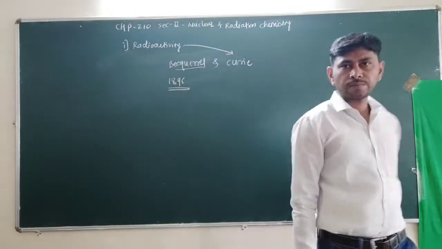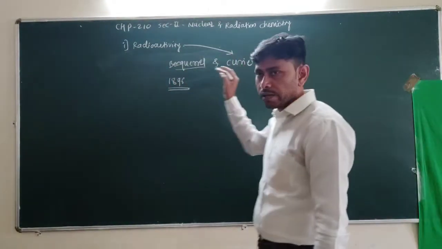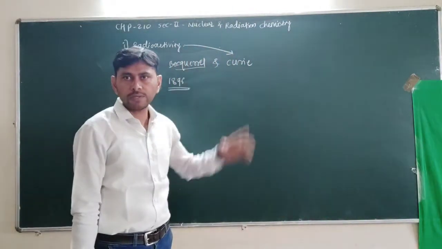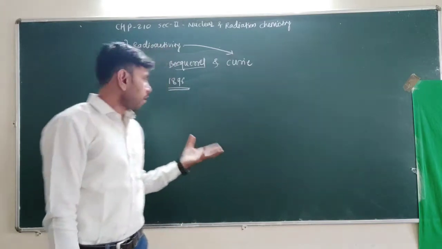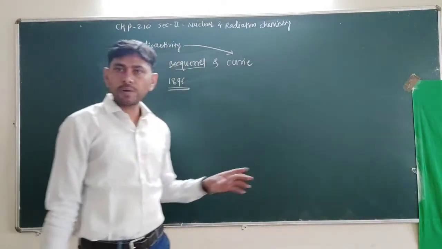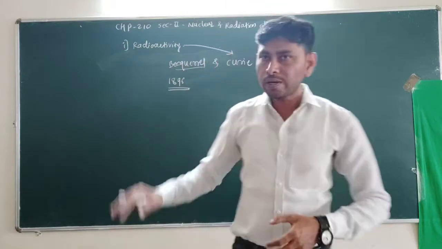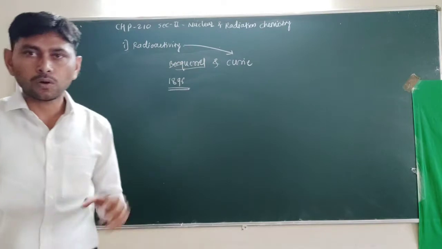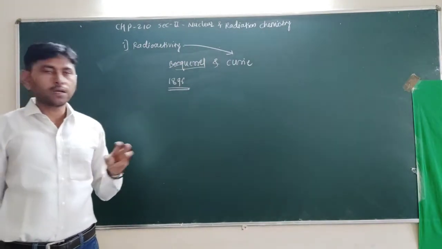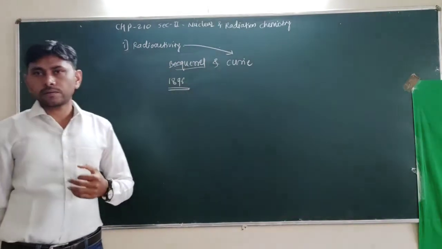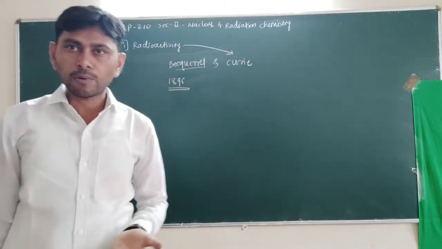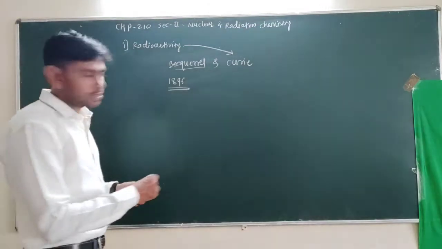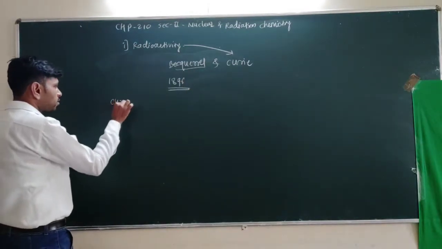So these two scientists, Becquerel and Curie, discovered the radioactivity concept of nuclear chemistry in 1896, and the term radioactivity was coined by Curie. Not only these two, there are also many scientists who worked on the concepts of radioactivity and which types of elements are radioactive. Besides this, Curie is from France.